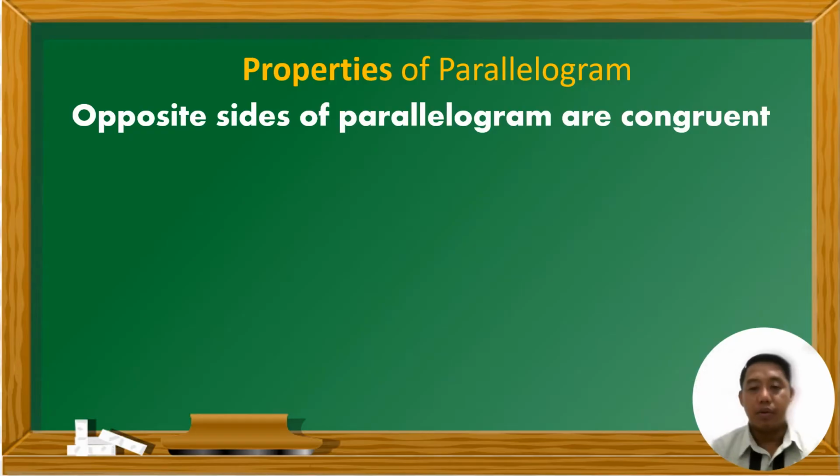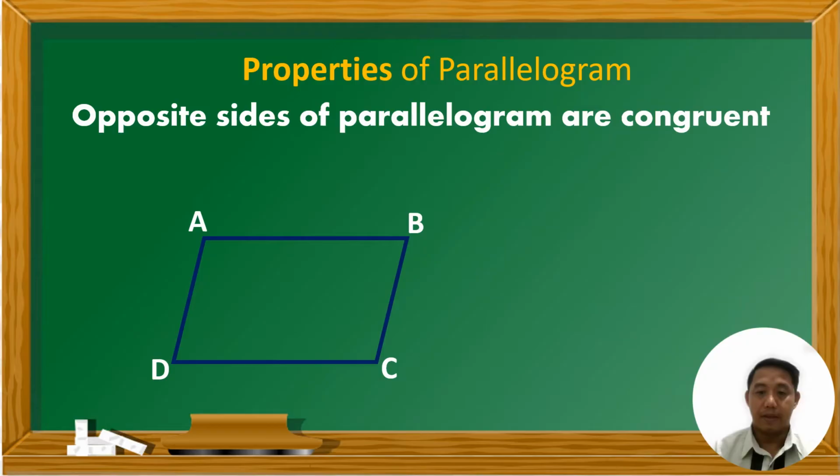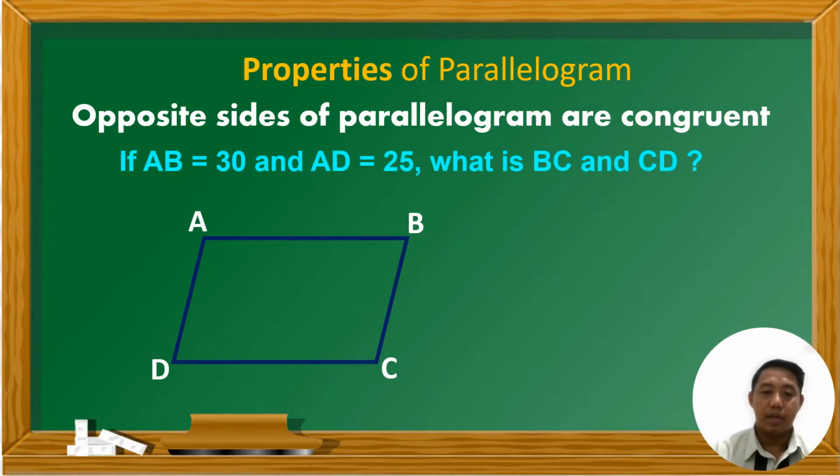Opposite sides of parallelogram are congruent. Ano ba ibig sabihin niya? Isa-isayin natin yan. Opposite sides, si AB at saka si DC. Yan yung tinatawag natin opposite sides. At AD and BC, they are also opposite sides. So sabi sa property number 1 ng parallelogram, opposite sides of parallelogram are congruent, meaning they are equal. If AB is 30 and AD is 25, what is BC and CD? Again, congruent, they are equal in measurement.